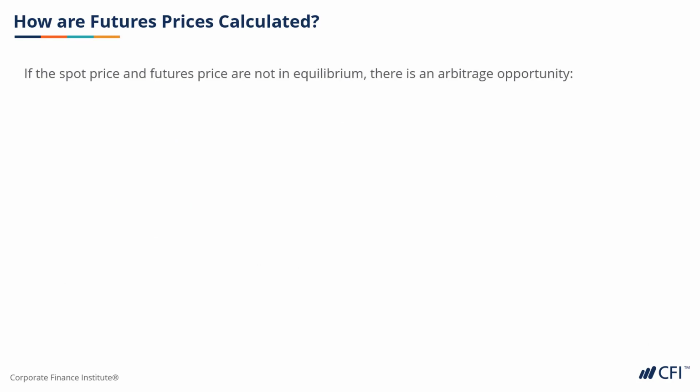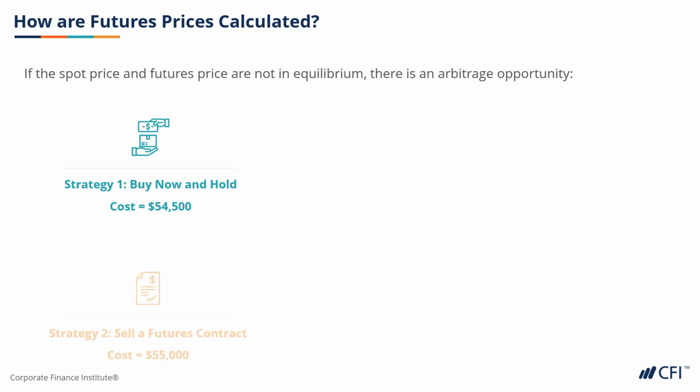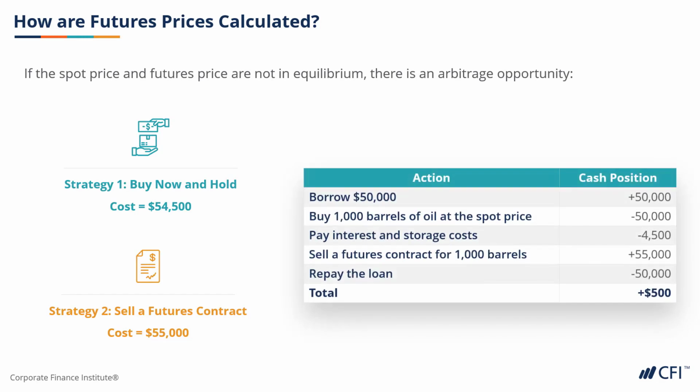If the spot price and futures price are not in equilibrium, there's an arbitrage opportunity. We could execute strategy 1, which is to buy now and hold, and we know the cost of that strategy. We've calculated the cost at $54,500. At the same time, though, we could enter into a futures contract. We wouldn't buy a futures contract, we'd sell a futures contract, which would give us cash of $55,000. Taking the cash from selling the futures contract of $55,000 minus our cost of strategy 1 of $54,500 leaves us with a profit of $500.